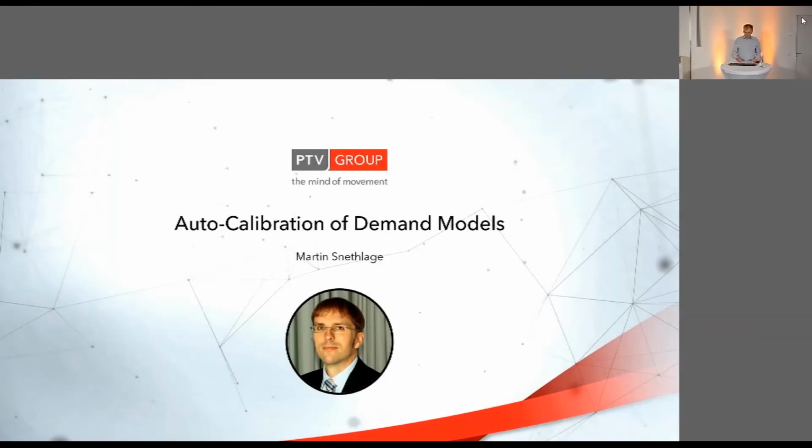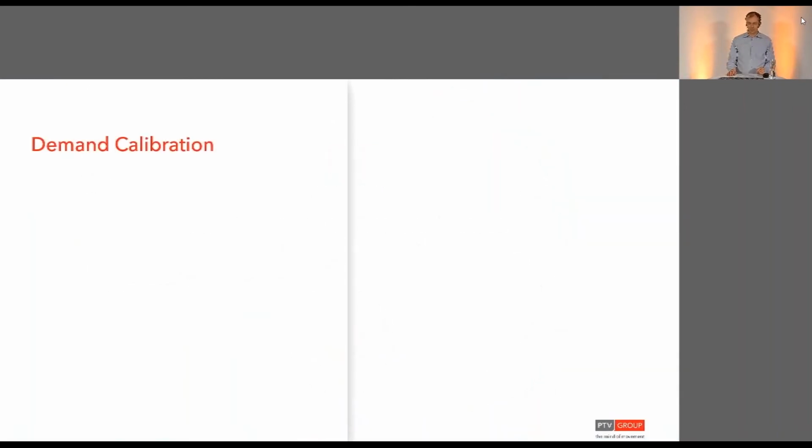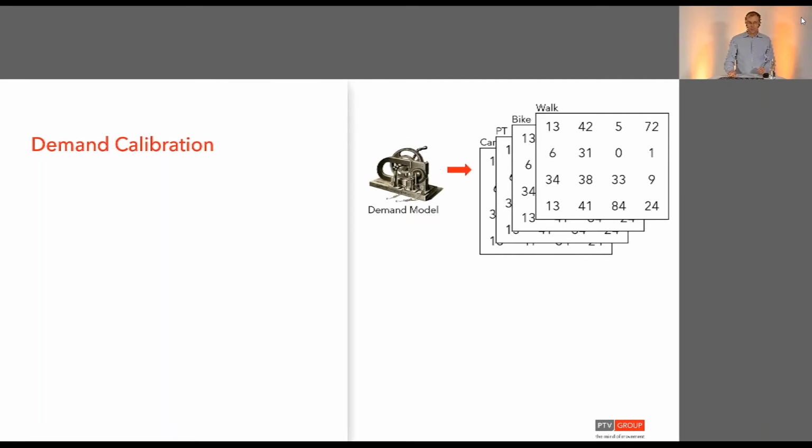My talk is, as he said, about demand models, about the calibration of demand models, and about a tool which has been added to Visum, which automatically calibrates a demand model. Since it is about demand models, we start with a bit of theory, but not that much: only that a demand model can be seen as a machine which produces trip matrices. For example, as in this case, one matrix per mode.